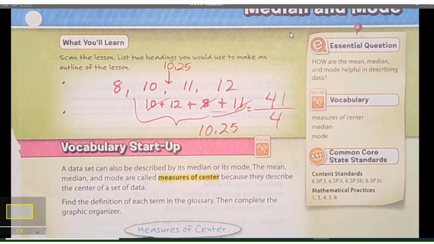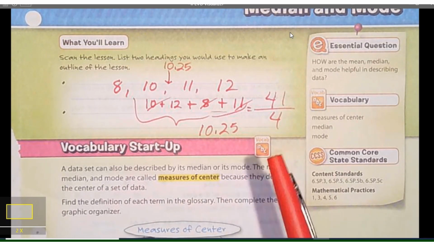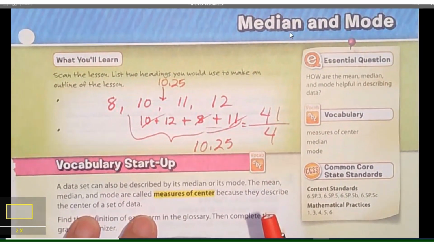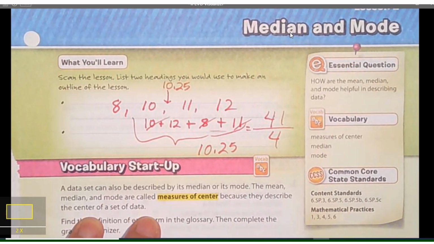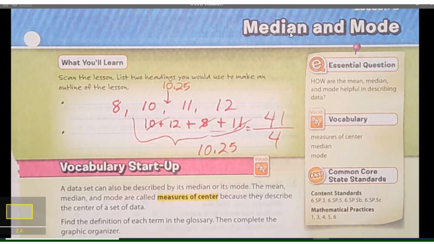That's the center. So now what we're doing is we're talking about lesson 2, which is the median and mode. And guess what median is, students? That's going to be the easiest thing for you to remember. Just remember small, medium, and large, but in this case it's called median.